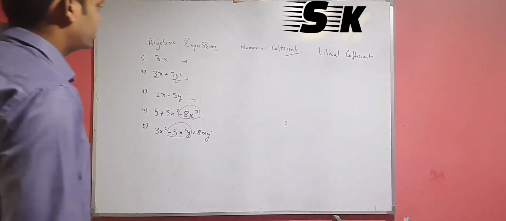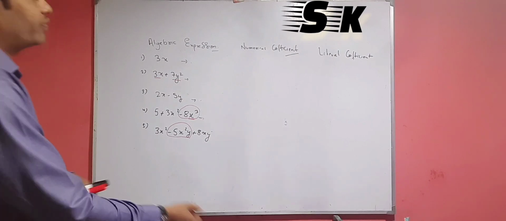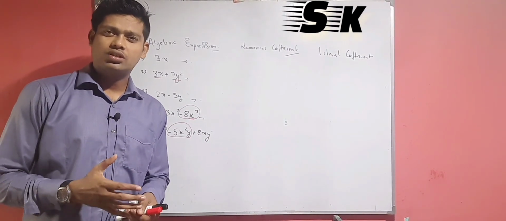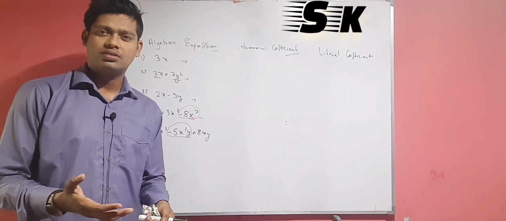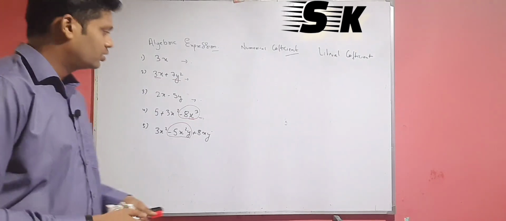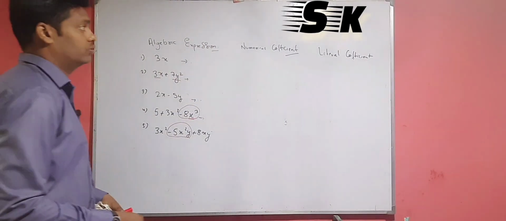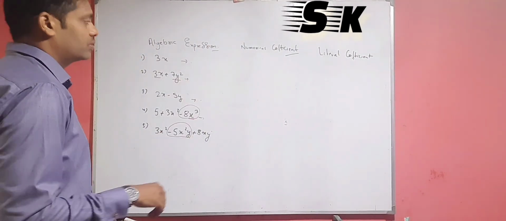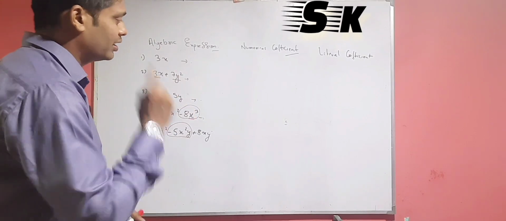So you understood up to here. Next thing, again the same thing is there. You just have to find out the numerical coefficient and literal coefficient. These are very important. If you have not understood this one, there is nothing we can do. These are the basics. So grab the basics, then we can easily do the sums. Numerical means the value, the constant value. Literal means the variables.